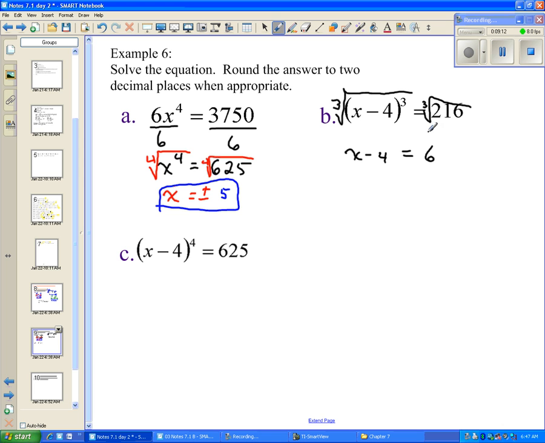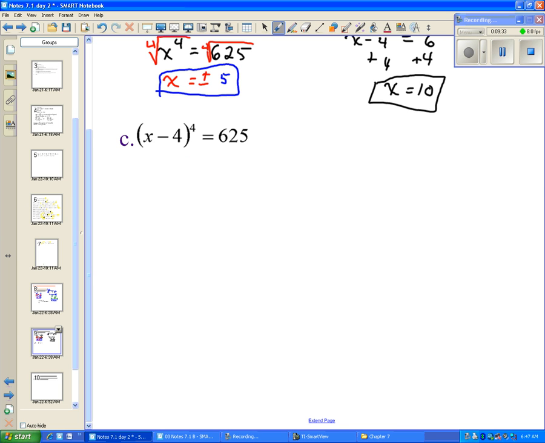Remember, there's no plus or minus. It's just 6 whenever it's an odd power. So I then add 4 to both sides, and I get x to be 10. The only number that will make this statement true is 10, while on letter A, plus 5 or negative 5 would make this answer true. Last thing is letter C.